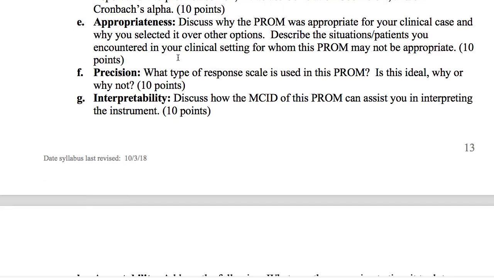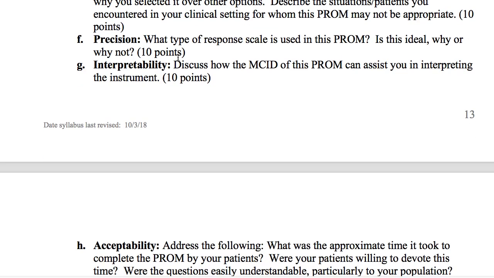How precise was that scale that you used? Was it ideal? Why or why not? What made it helpful? What did not make it helpful? Again, some of these sections are going to be longer. Some of these sections are going to be shorter.